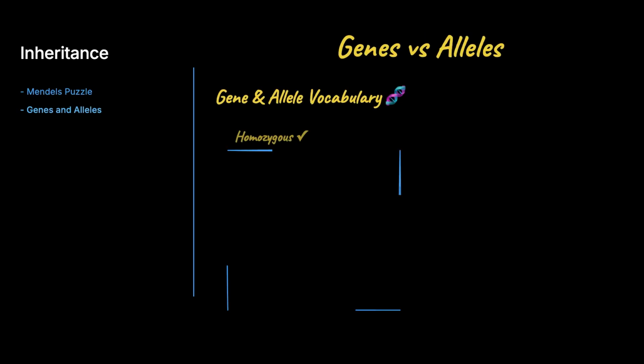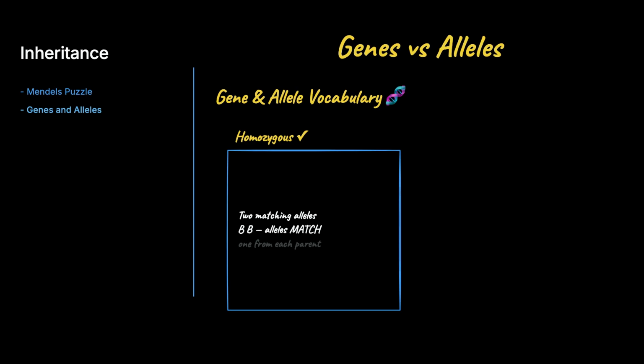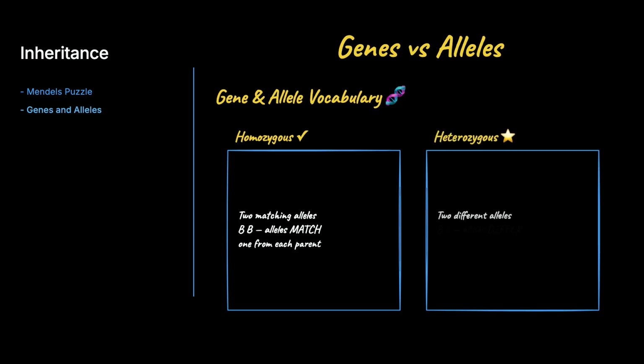First, the vocabulary, because the questions live or die on it. A gene is a unit of heredity, and an allele is one version of that gene. You carry 2 alleles per gene, one from each parent. If they match, like big B and big B, you are homozygous. If they differ, like big B and little b, heterozygous.